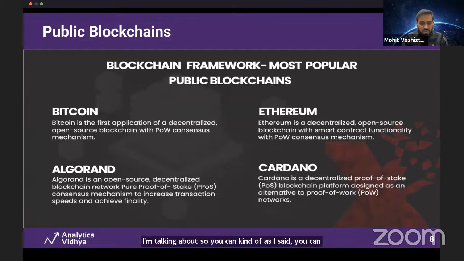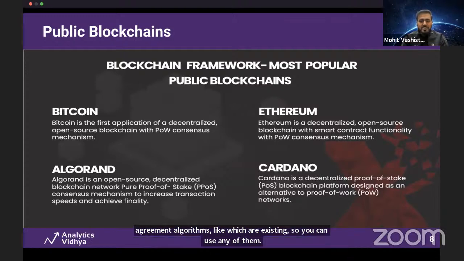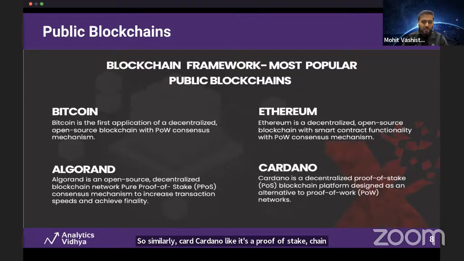If you are creating a blockchain from the start, you can decide what kind of agreement algorithm you want to use. There are hundreds of agreement algorithms existing, so you can use any of them. Similarly, Cardano is a proof of stake chain, designed as an alternative to proof of work networks. You can explore any one of these or all of these as per your interest.